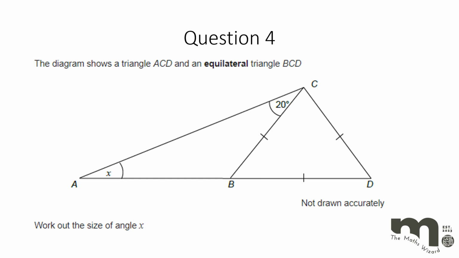Okay, we've got a slightly more complicated example. This is taken from a past AQA paper. So we've got triangle ACD, that's the larger triangle here. And then we've got an equilateral triangle BCD. So we've got two triangles joined together. And we're being asked to work out the size of angle X down here. So this is a really good example of a multi-step angle problem where you've got to apply some different rules to this problem. So pause your video and have a go at this one.